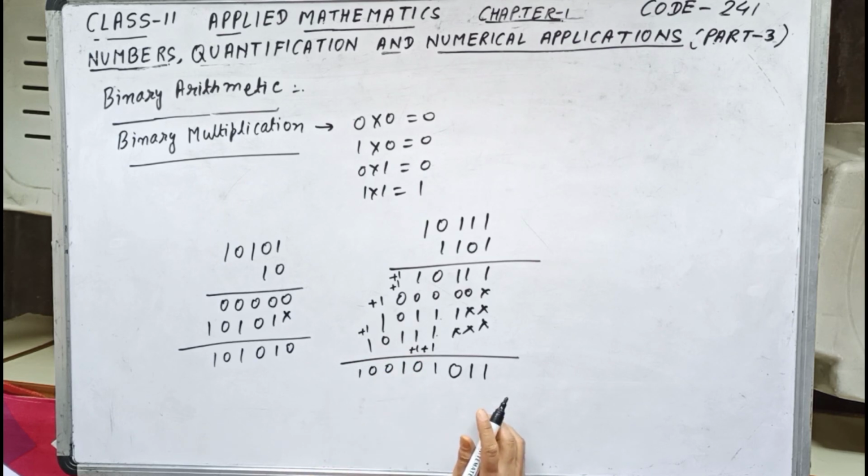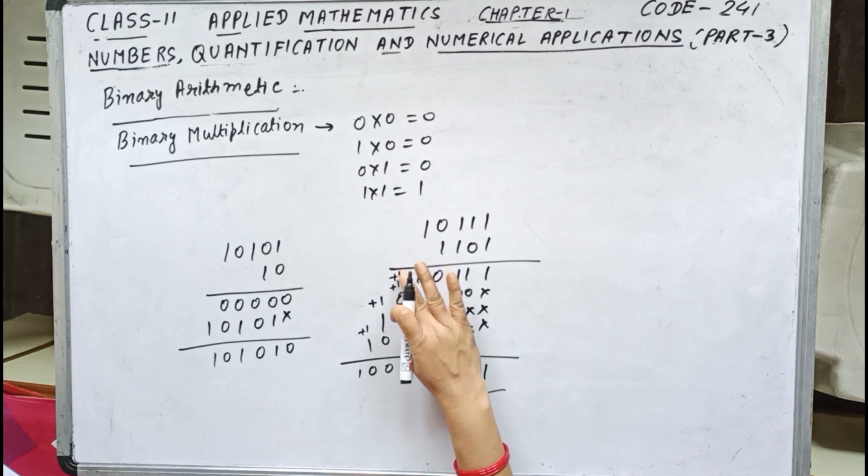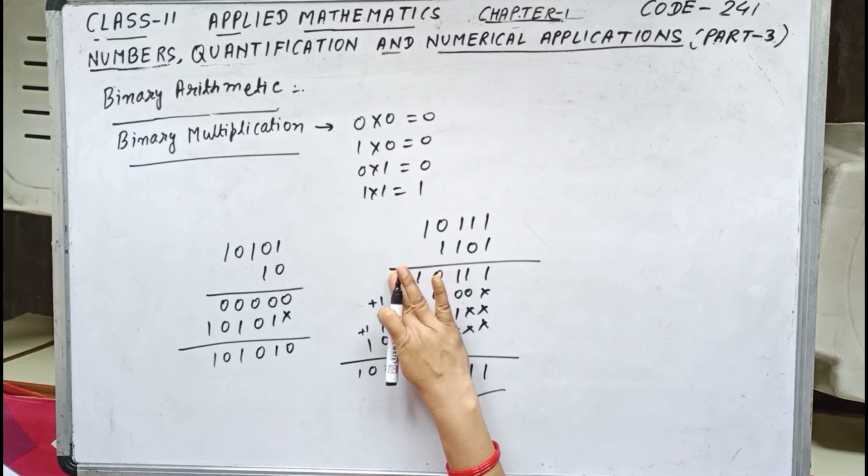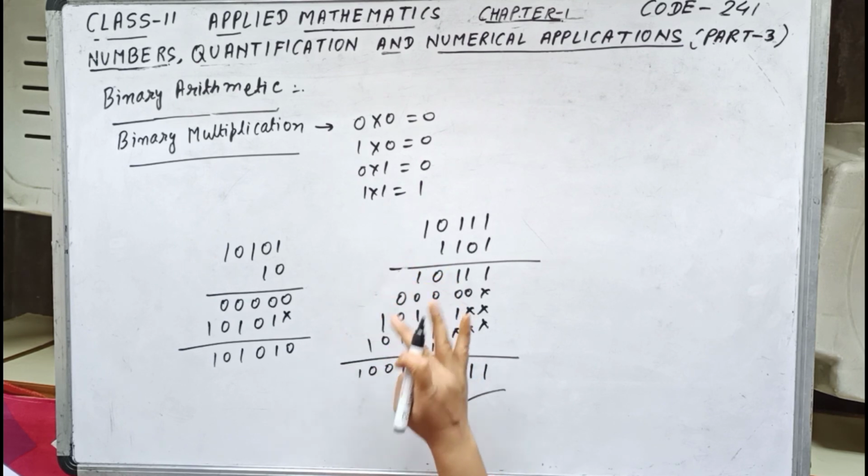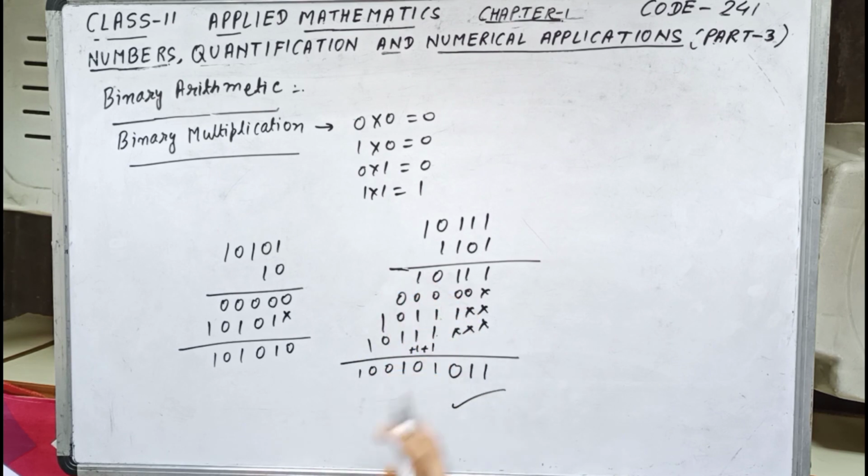Let us check the answer. It is 1, 0, 0, 1, 0, 1, 0, 1, 1. Absolutely correct. And all of this which you have written with pencil, you can rub it. Okay, so write this carrying with pencil. Let us do one more example of multiplication.